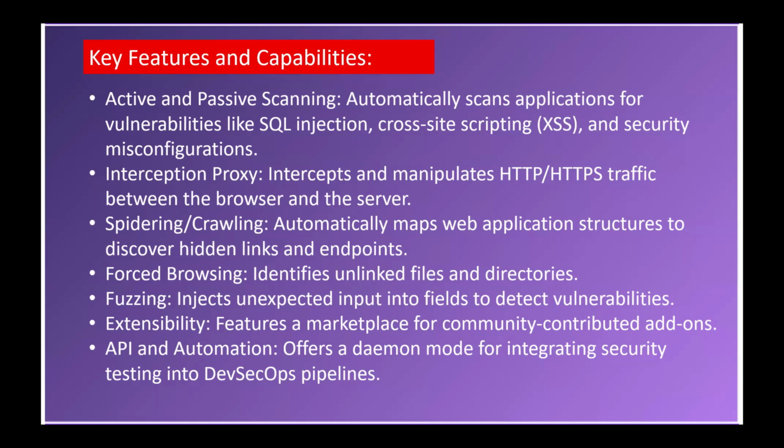By the time we start using our application, you will see those things. Forced browsing: identify unlinked files and directories. The fifth one is fuzzing: inject unexpected inputs into fields to detect vulnerabilities. Extensibility: features a marketplace for community-contributed add-ons, etc. API and automation: offers a daemon mode for integrating security testing into the DevSecOps pipeline.